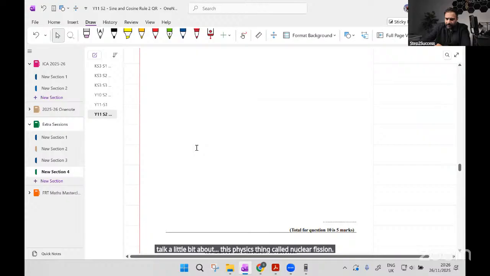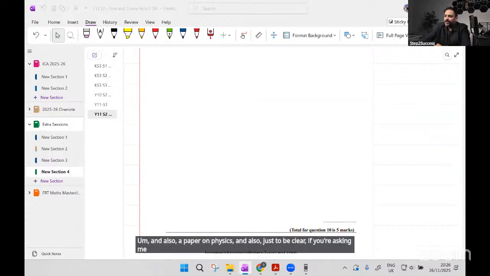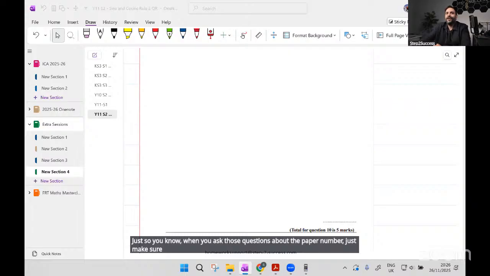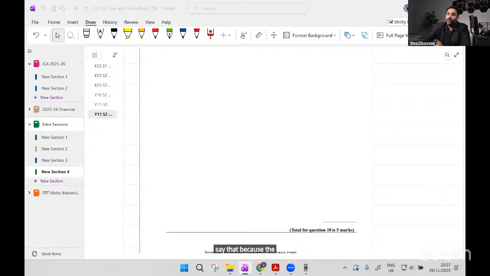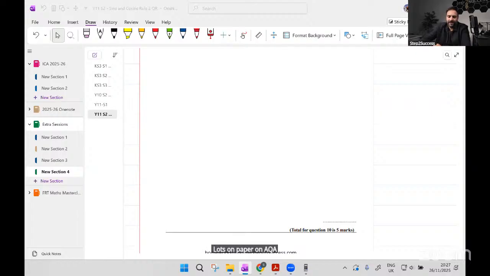And also paper one physics. Just to be clear, if you're asking me about paper one physics, when you ask those questions about the paper number, make sure you specify which exam board. I only say that because the order of content on different exam boards is different. What's on paper one AQA is not necessarily paper one Excel. It depends on your question on the AQA, yeah, fine.